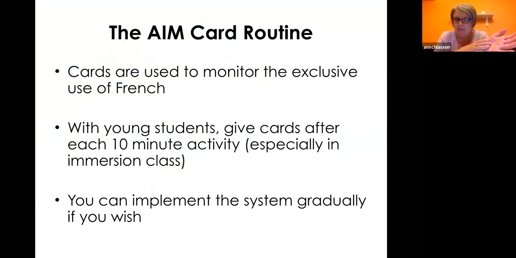Avec les petits, moi je vous encourage à donner des cartes à la fin de chaque activité de 10 minutes. Surtout en immersion, on est avec les tout petits, puis au début, c'est vraiment difficile. Alors, 10 minutes, je donne une carte. Qui a parlé seulement en français? J'ai parlé seulement en français.